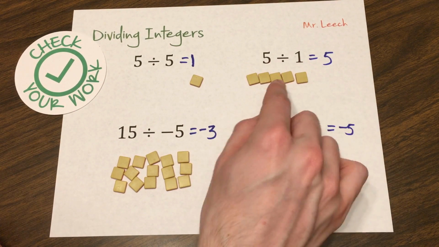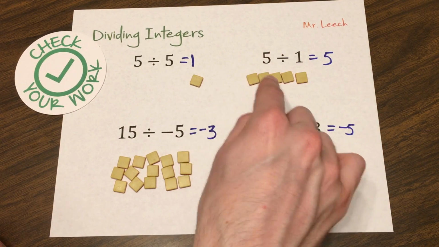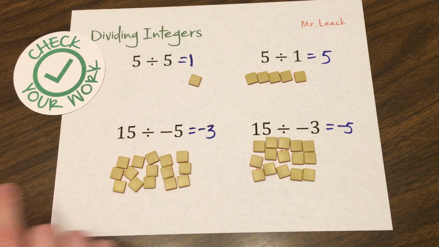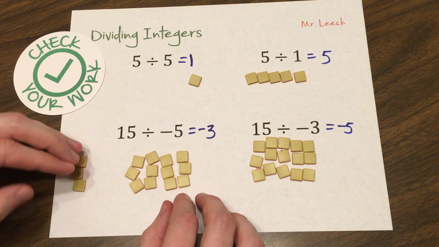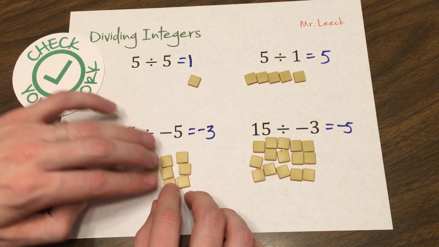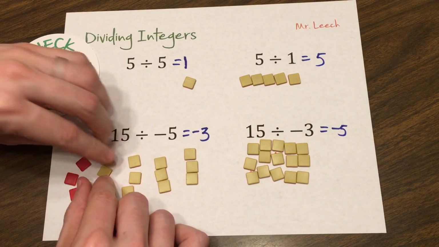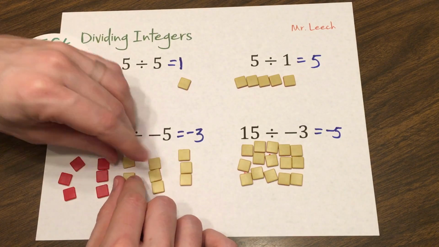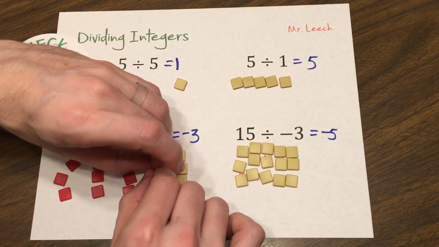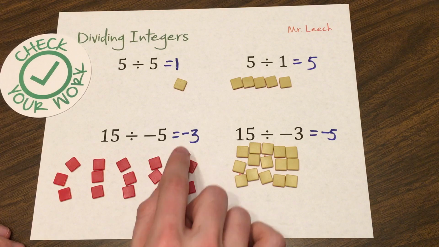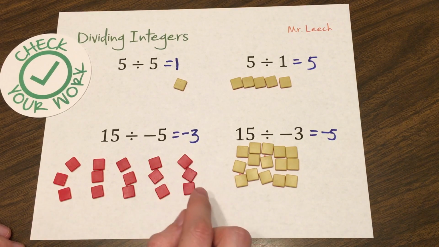I have 5 divided by 1, so 5 divided into one group. There's just 5 items in that one group, so I have 5. Here, 15 divided by 5, I end up with 3 in each group, but it's 15 divided by -5, so they get negated. And so what's left over in just one of the groups is -3.